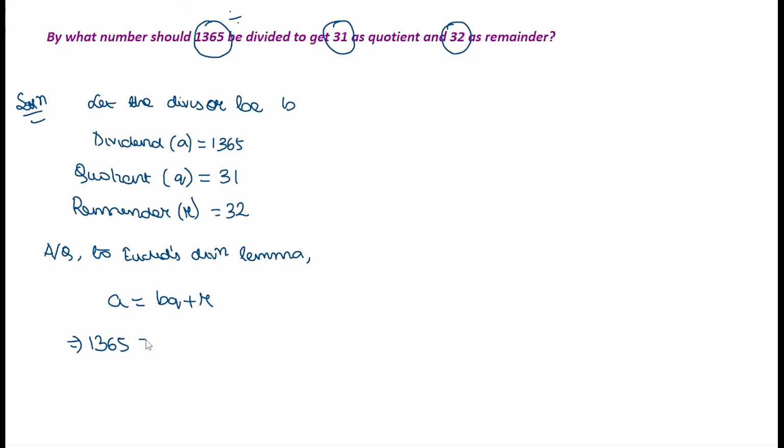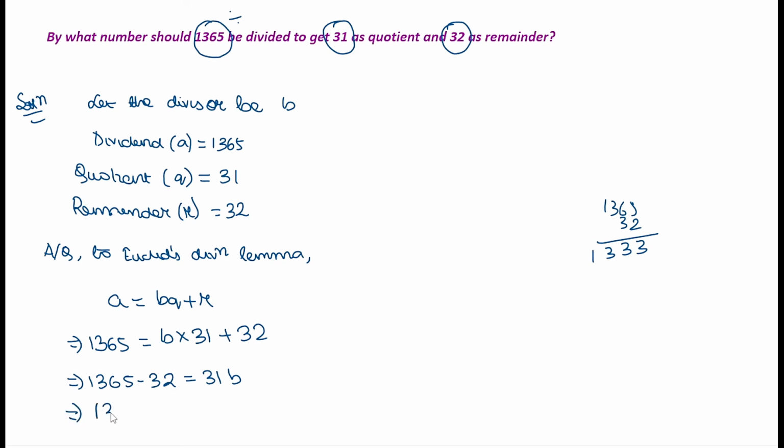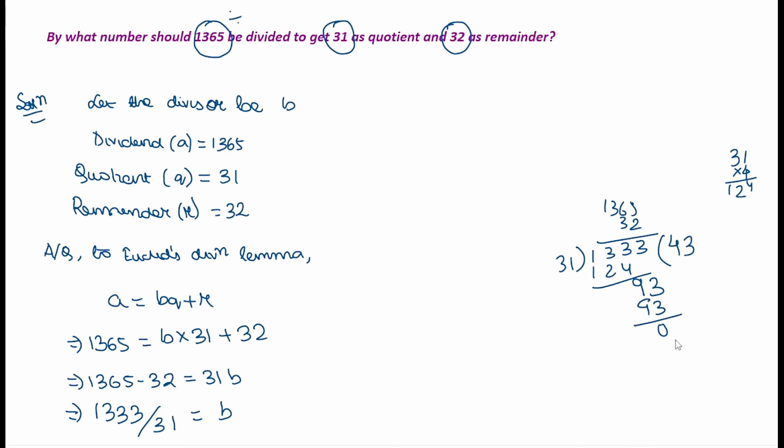So A is 1365, B is unknown, you have to find it, times 31, plus 32. So 32 can be taken to the left hand side: 1365 minus 32 equals 31B. 1365 minus 32 gives us 1333. So 1333 divided by 31 equals B. If you divide 1333 by 31, what do you get? 31 fours are 124, and you get the remainder as 0. So B is equal to 43.